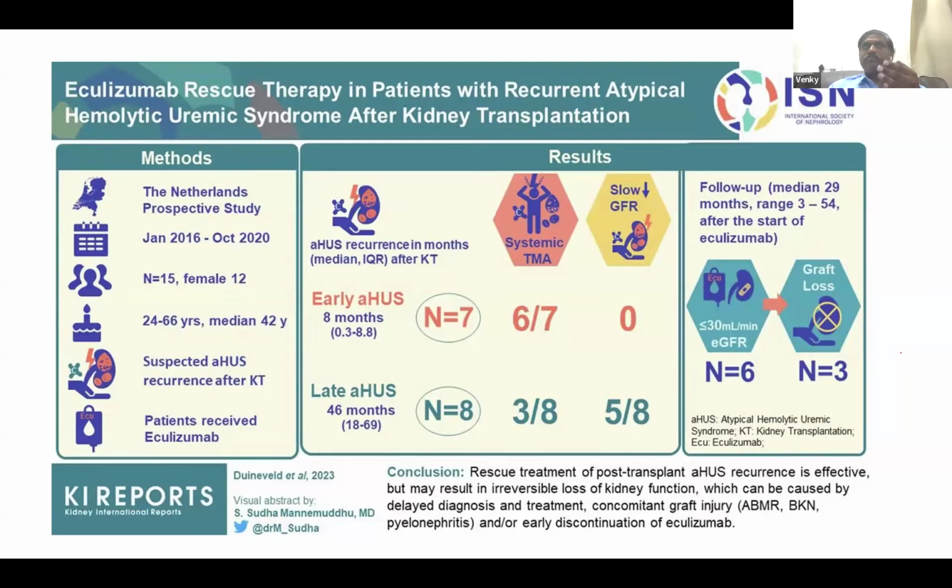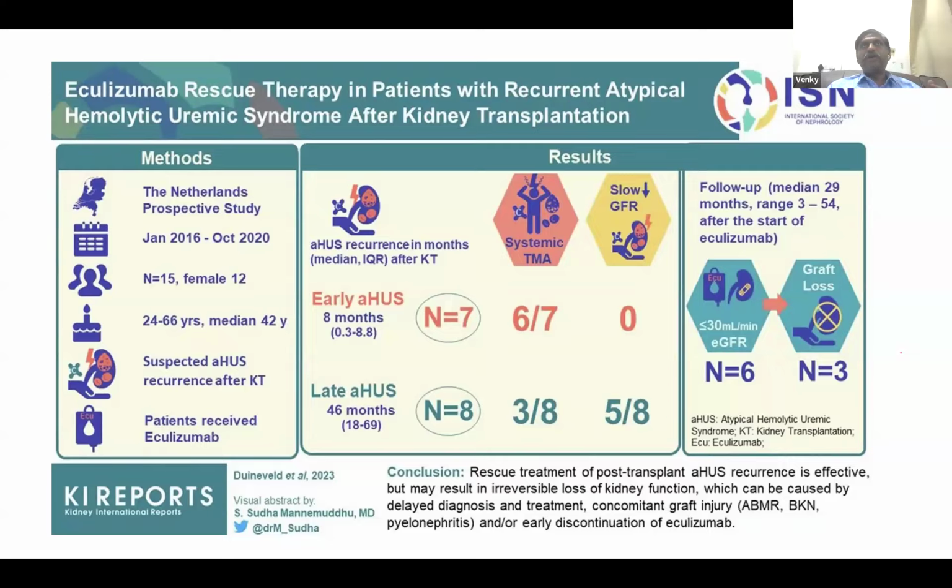When they reintroduced eculizumab, they were able to maintain the GFR in this group of patients. The importance is that TMA can present as a cumulative effect over the course of time. So even when we give eculizumab, the TMA can come back. Sometimes it can accumulate over the next few years. The TMA effect can accumulate on a background of a genetic risk.